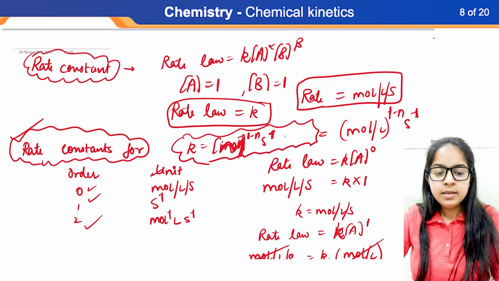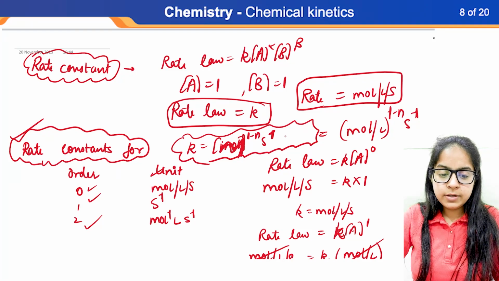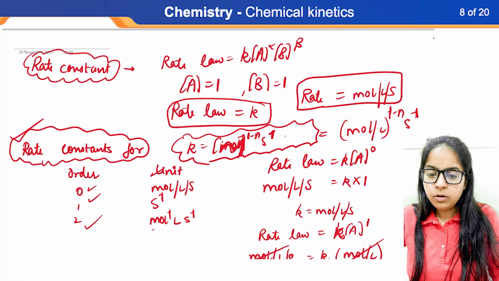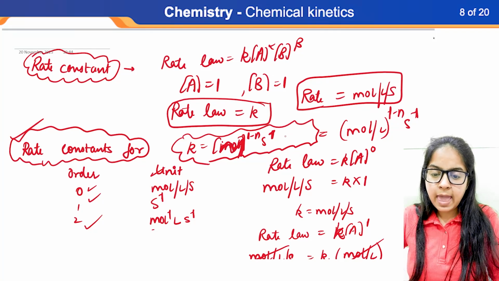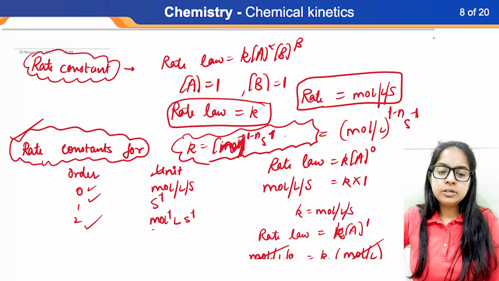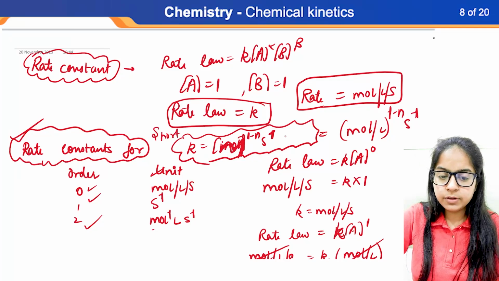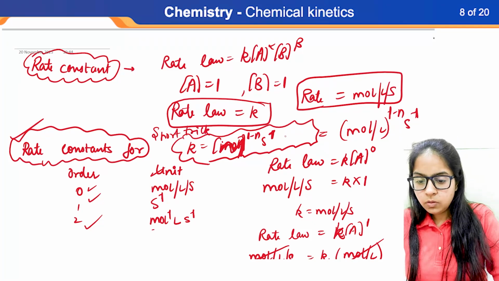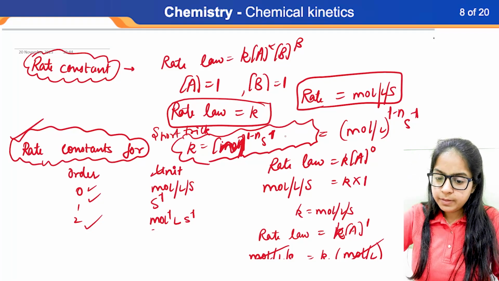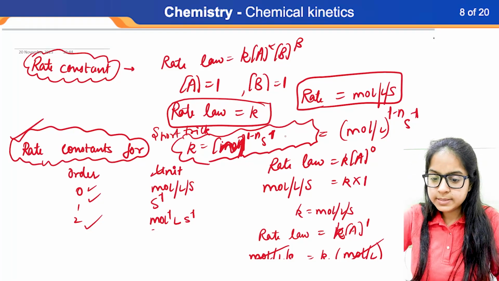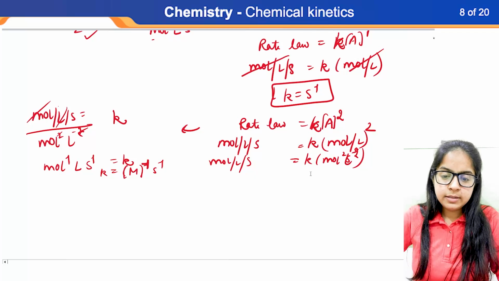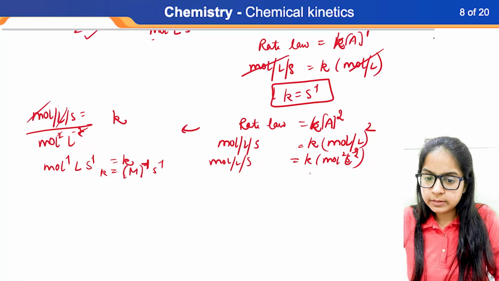The unit for the zero order rate constant is mole per liter per second. First order is second inverse. Second order is mole per liter per second. How can we write it? Mole per liter to the power 1 minus n. Here I have explained that this is the short trick that we can use for the rate constant. So rate law is equal to k A to the power 0; mole per liter per second is equal to k into 1, so k is equal to mole per liter per second. So these are some constants that we need to prepare.